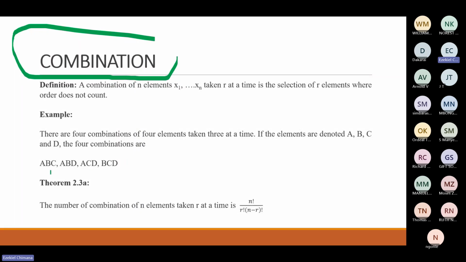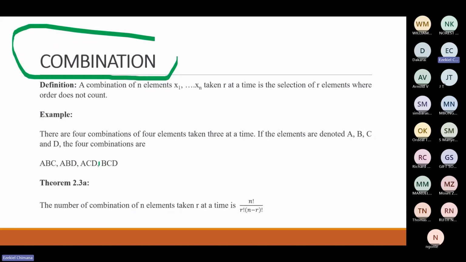If you try to write maybe ACB, ACB is the same as ABC because the order doesn't matter. So you're just going to have maybe ABC, and then maybe ABD, and maybe ACD, maybe BCD, something like that. You cannot have BAC here because it is just the same, because the order doesn't matter. So in combination, the order doesn't matter, but in permutation, the order does matter.